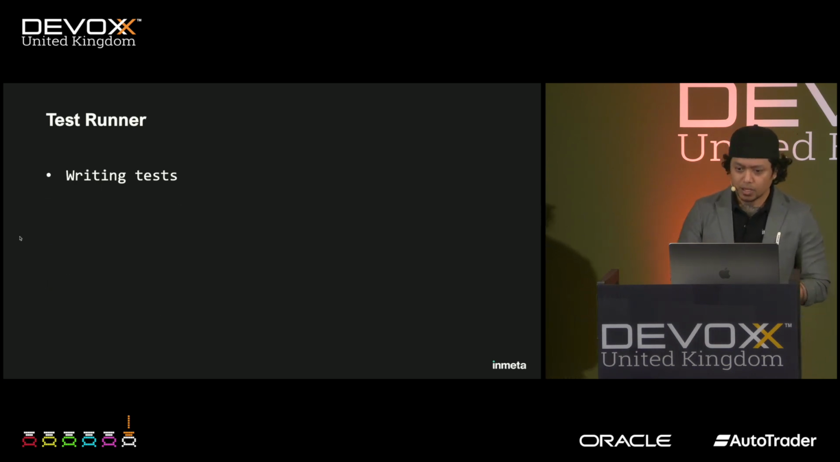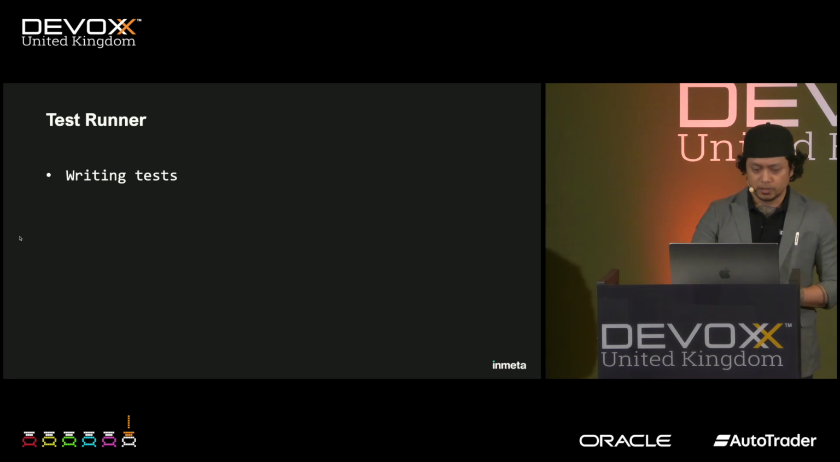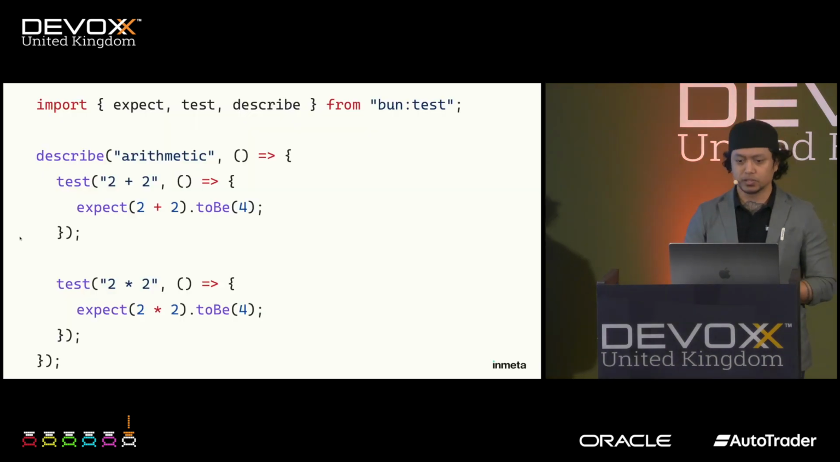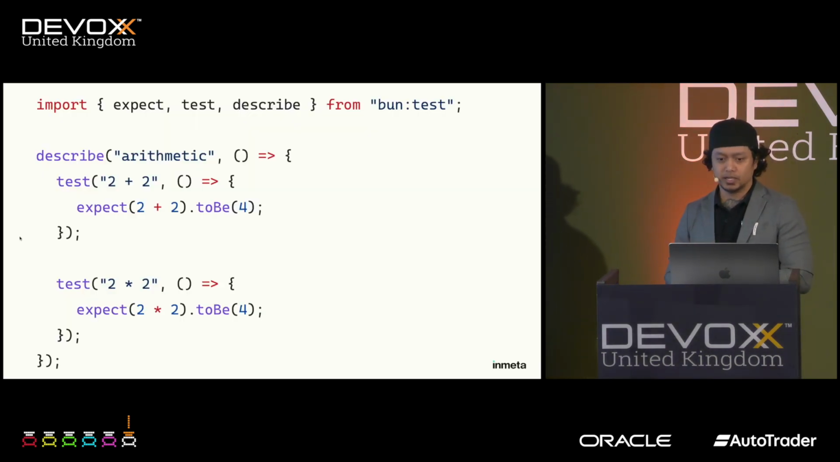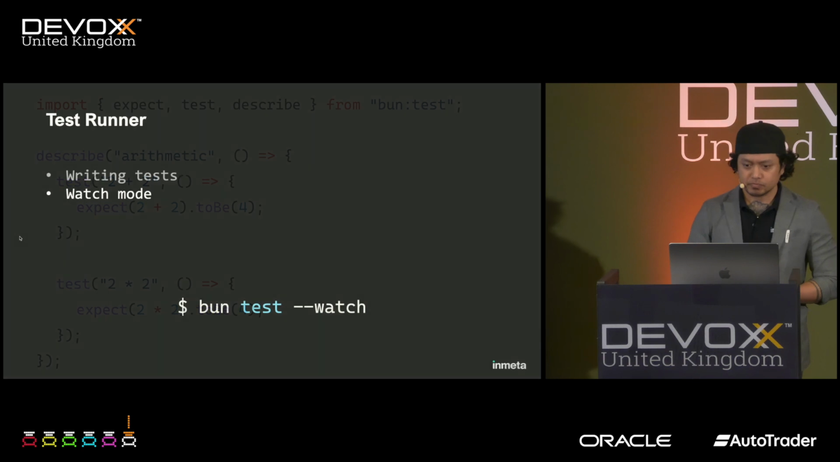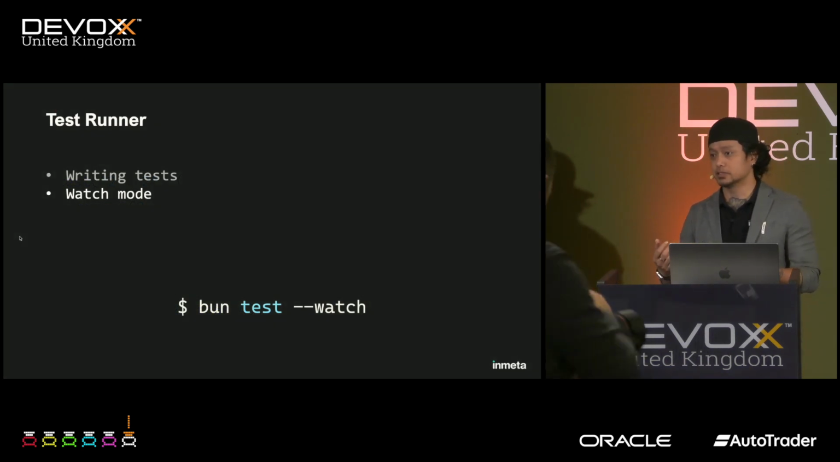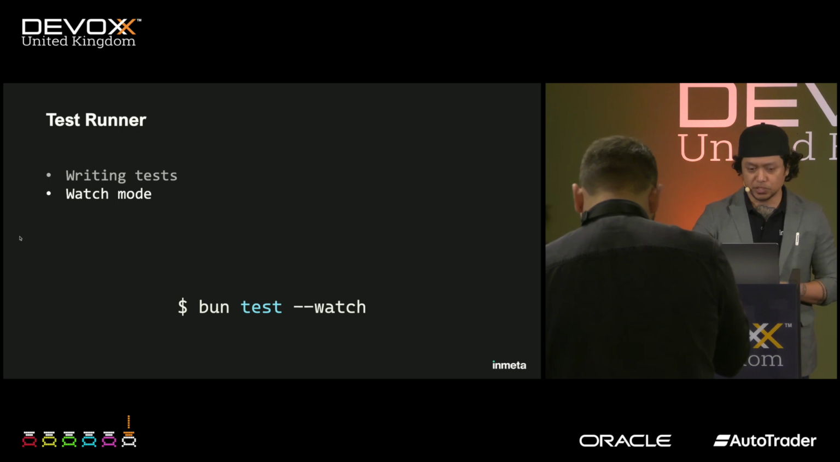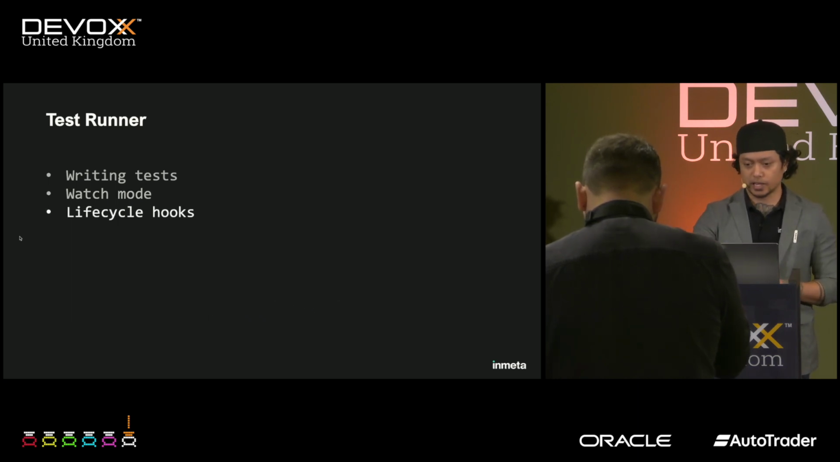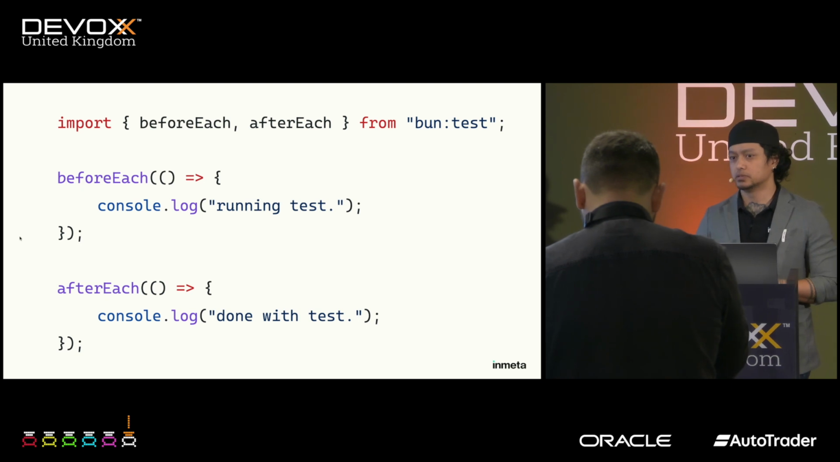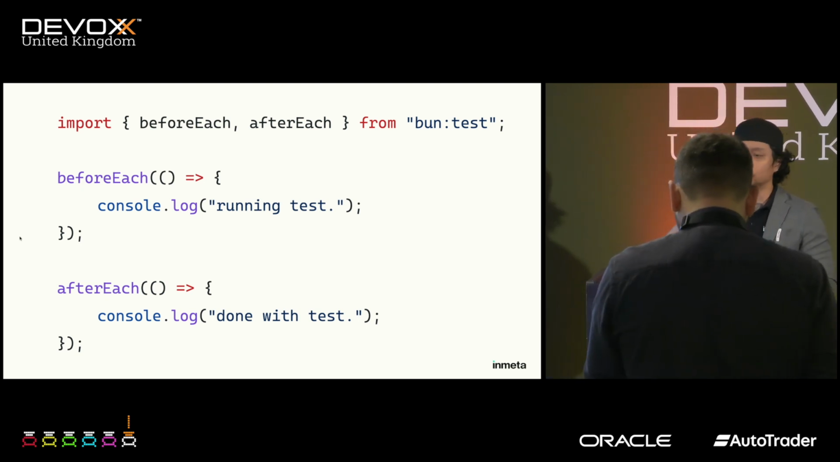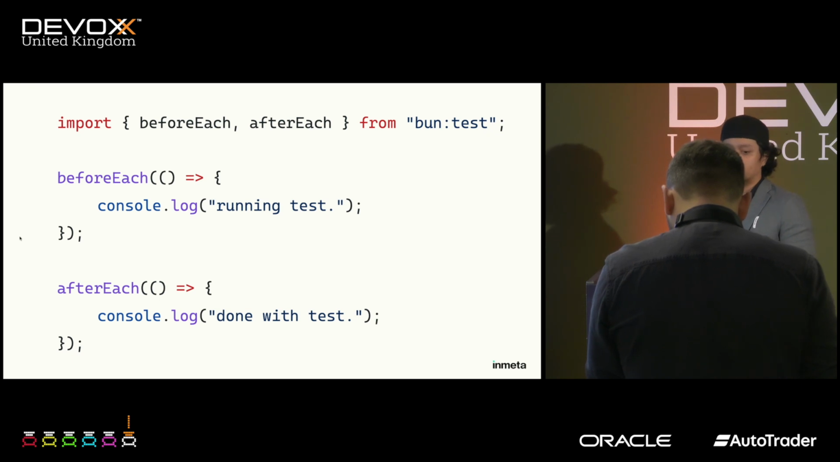So in Bun's test runner, use what you have learned from Jest because it's using the same API, right? Tests are written in JavaScript and TypeScript with a Jest-like API. You use describe, test, async, etc. Watch flag for running tests. You're just going to reload it and change something. Lifecycle hooks, like you can do setup and teardown anything you want with beforeAll, beforeEach, afterEach, and afterAll.